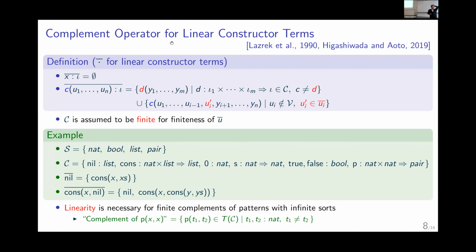And linearity is necessary for finite complements of patterns with infinite sorts. If we have a nonlinear term, P of x, x with sort nat, then the complement is the terms P of T1 and T2, where T1 and T2 are different, and this is an infinite set, and there are no finite patterns corresponding to this set. So linearity is a very important property for this operator.